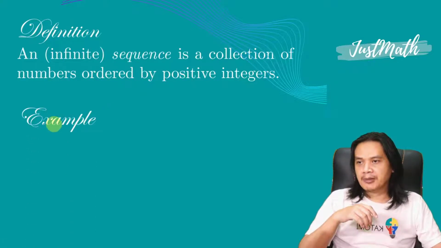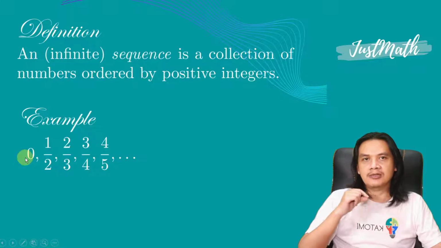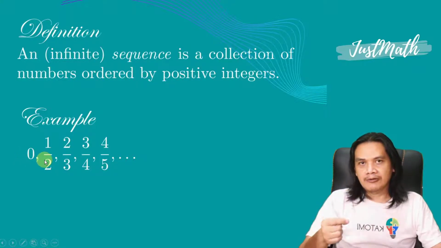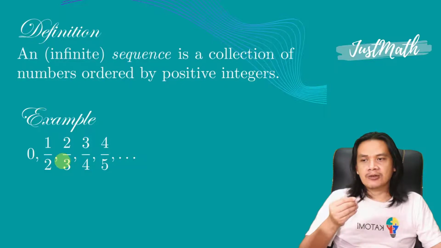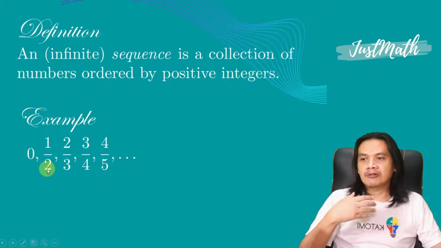For example, if we have the following sequence, then 0 is the first number, the first term, 1/2 is the second one, 2/3 is the third one, and so on. If we have an infinite sequence, of course it is impossible to list all of them in this manner. Then one way to describe this kind of sequence is by giving the explicit formula.